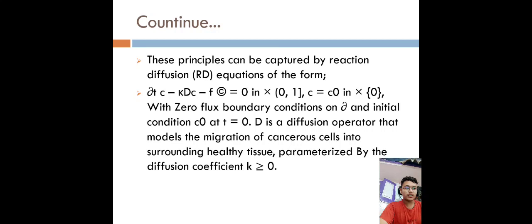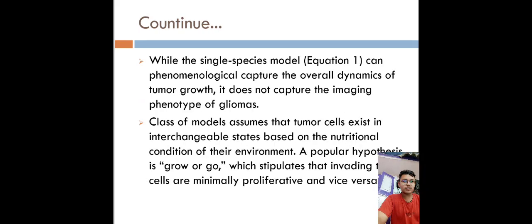D is a diffusion operator that models the migration of cancer cells into surrounding healthy tissues, parameterized by the diffusion coefficient K, which is more or less than 0. While the single species model can phenomenologically capture the overall dynamics of tumor growth, it does not capture the imaging phenotype of gliomas.